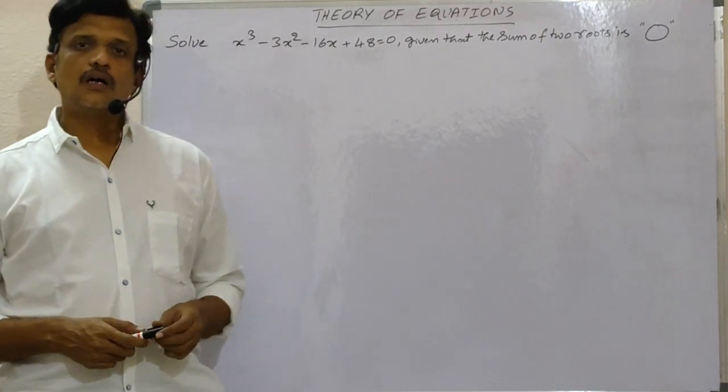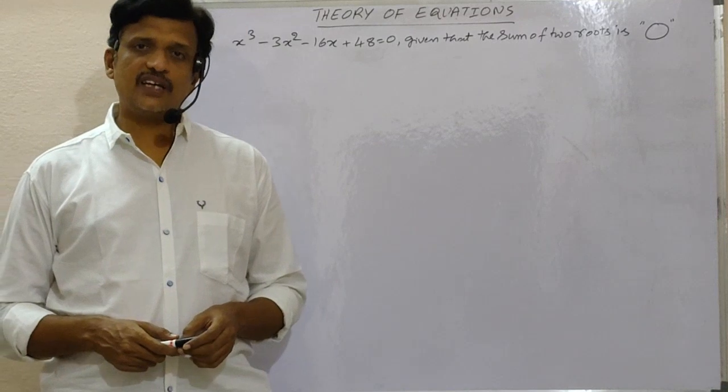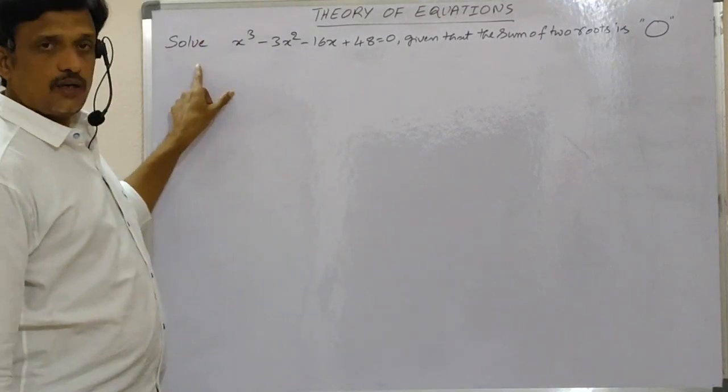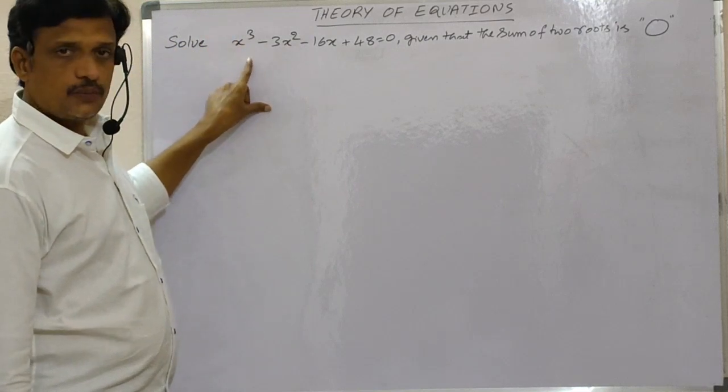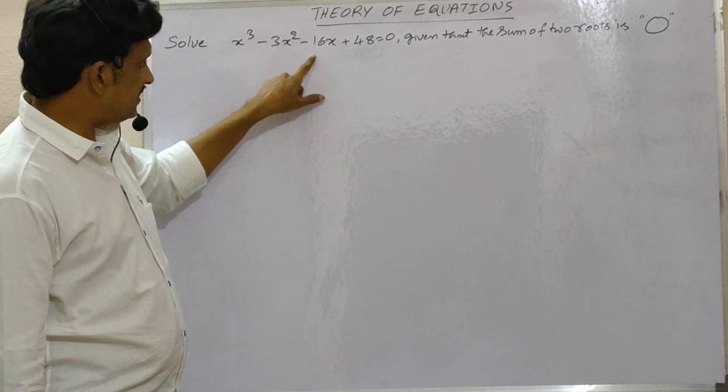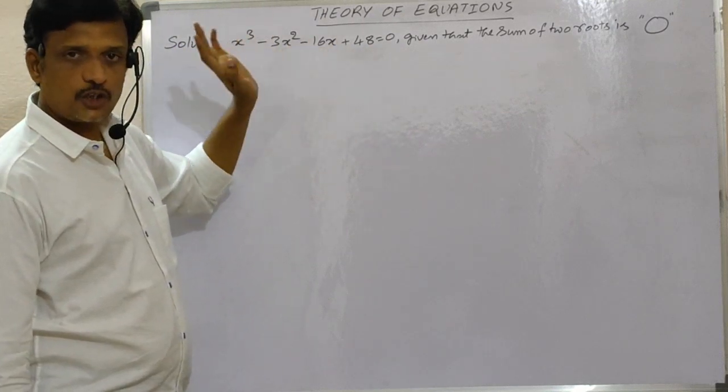Now from the same chapter, theory of equations, next problem. Solve x cube minus 3x square minus 16x plus 48 equal to 0.